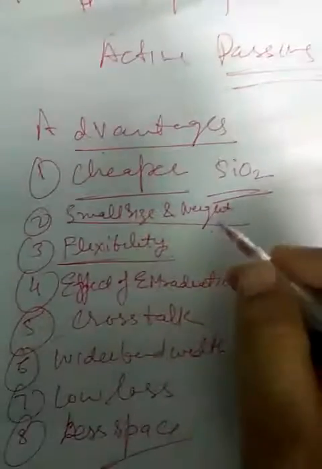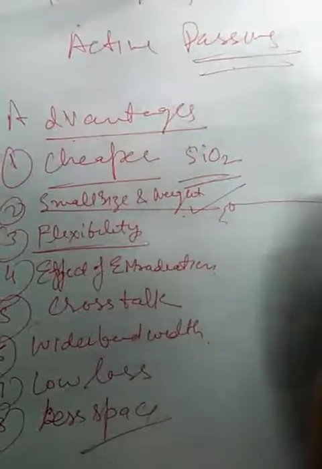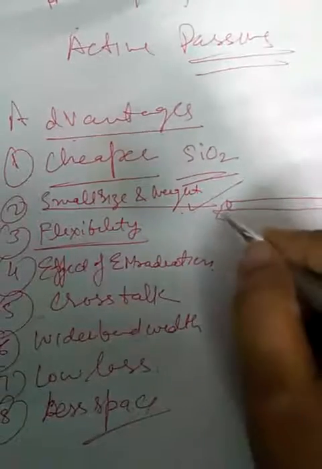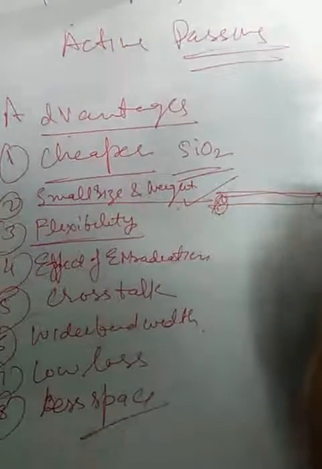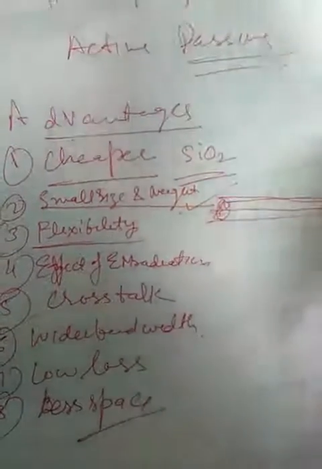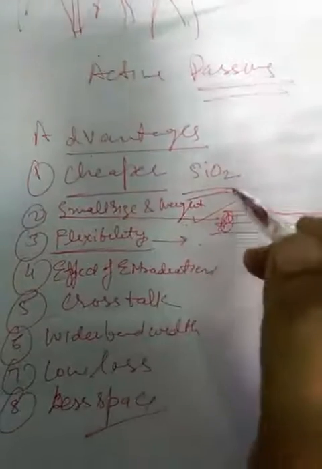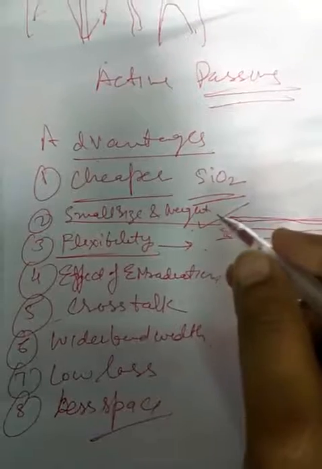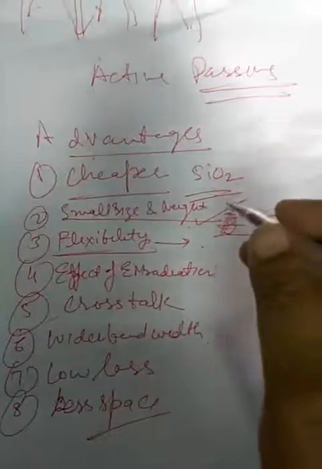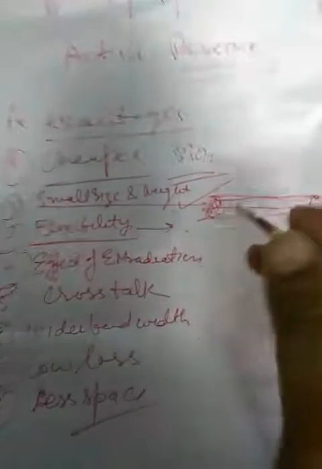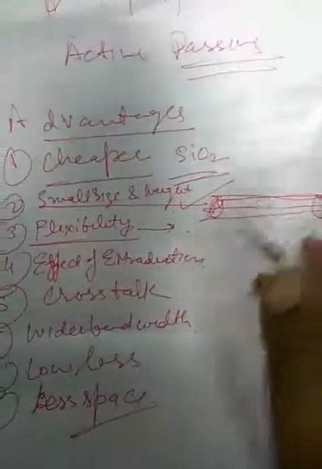The next advantage is smaller size and weight. The fiber we have seen is very thin, its size is very small, and it is quite light. So it does not require a huge transport to carry the fiber from one end to another. The third advantage is that they are very flexible and very strong. They are easy to transport and install as compared to metal cables.